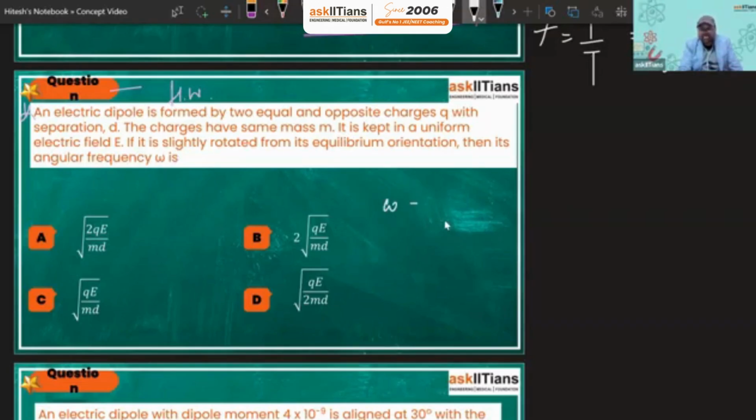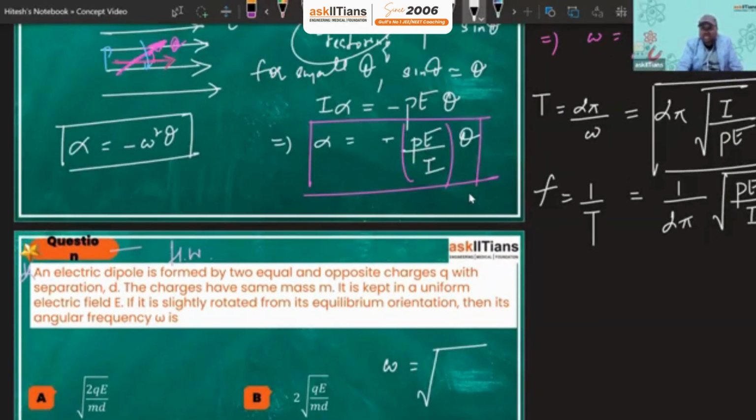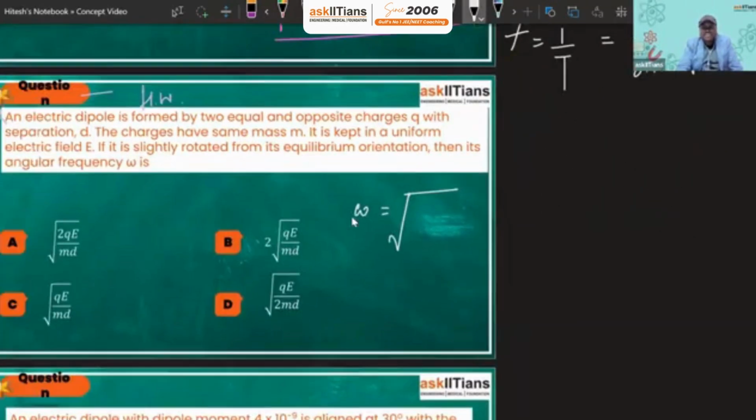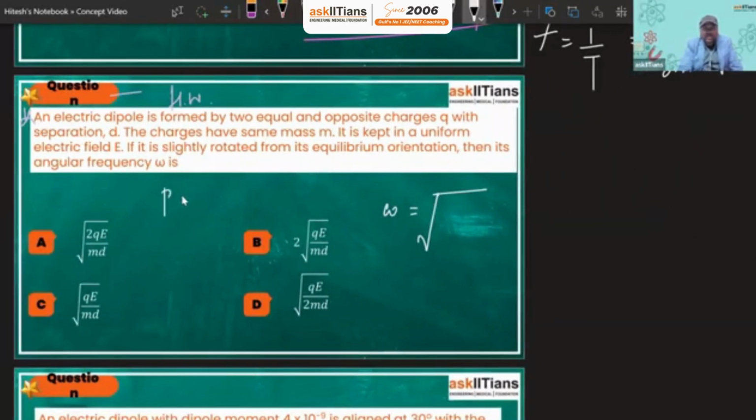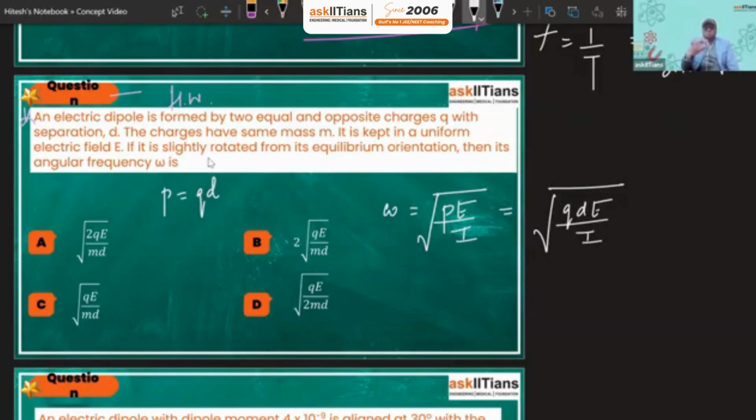So we have already done that. We have already got that omega is under root of PE by I. And what is P? P here is Q into D, right? So we have PE by I, and we need to find I also. So this P is QD, so we'll be writing QD into E by I. Now what is I here? That you need to find out, right?